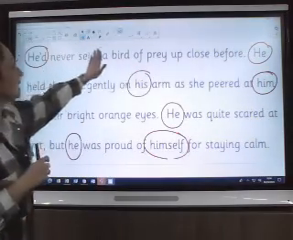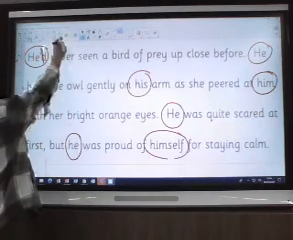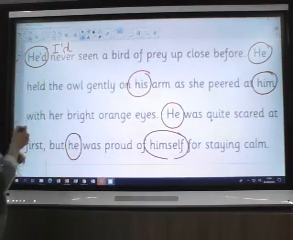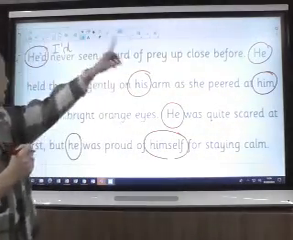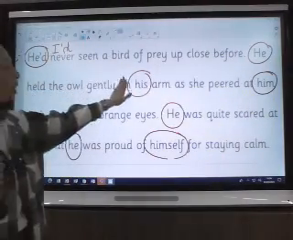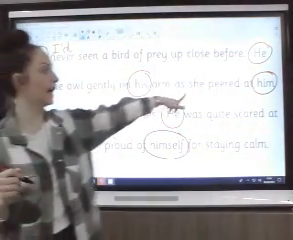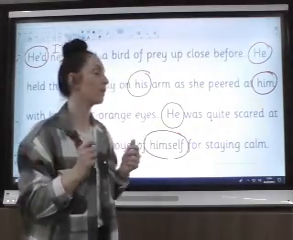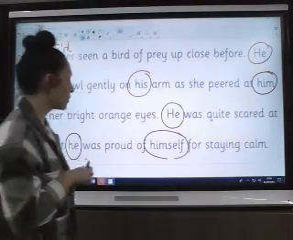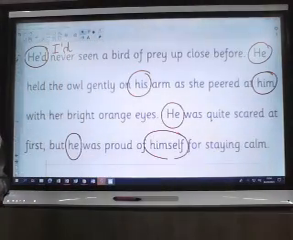So "he'd never seen a bird of prey up close before", you'd change "he'd" to "I'd". I'd never seen a bird of prey up close before. I held the owl gently on my arm as she peered at, have a think what you would write if it's you. Okay, so you have a go then. Pause the video now and have a go at that first section.